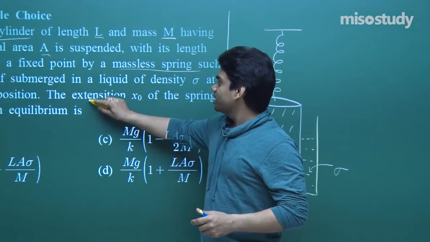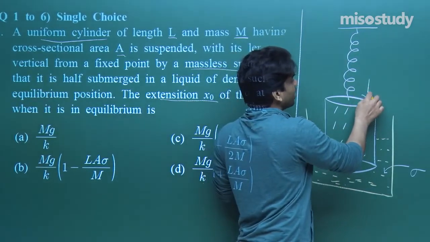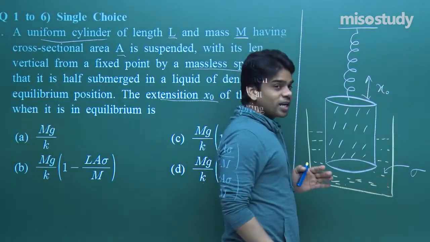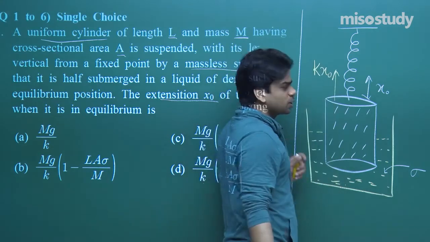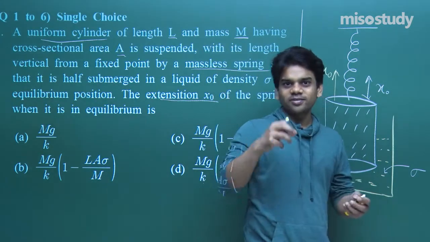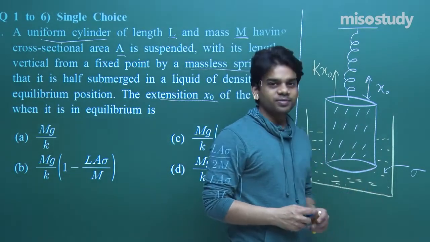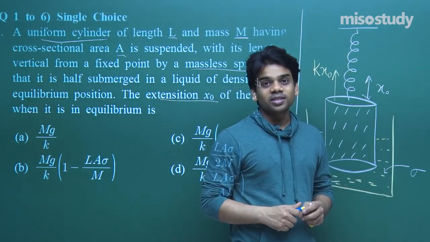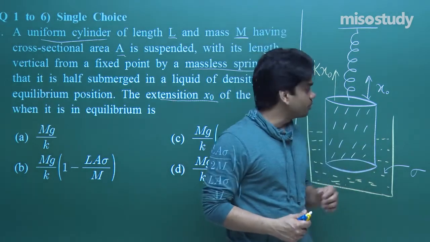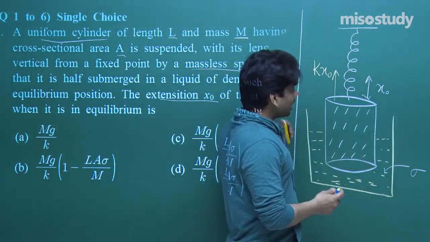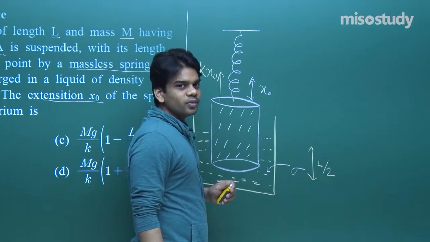You see this question, the extension x naught of the spring when it is in equilibrium. Let's say the extension produced is x naught. That means an upward force will be acting on the cylinder that will be equal to kx naught, which we know; the spring on being stretched will apply an upward force given as kx naught. Next thing you see, it's half submerged. That means half of its volume will be submerged. The buoyant force applied on this solid object will be due to the half volume of the object that is submerged. Now if I talk about half length, this half length will be equal to L by 2. Total length is L.